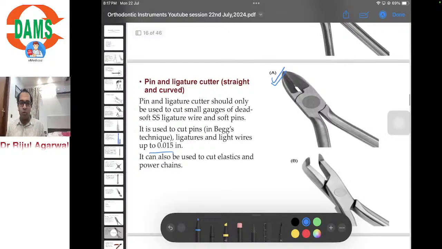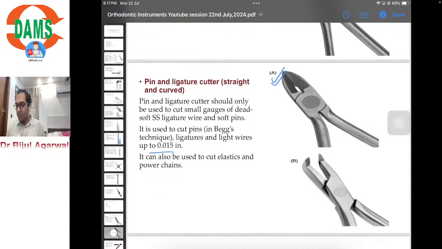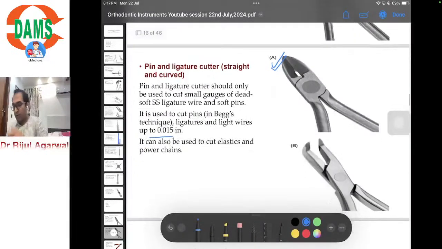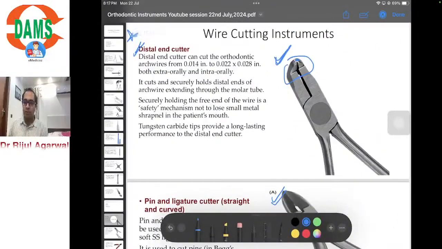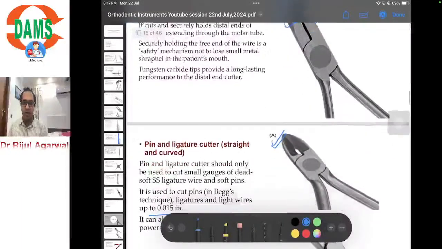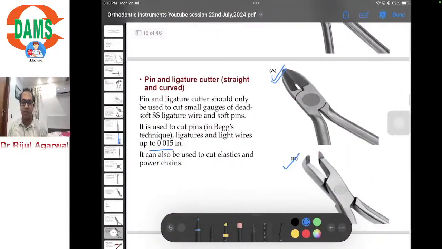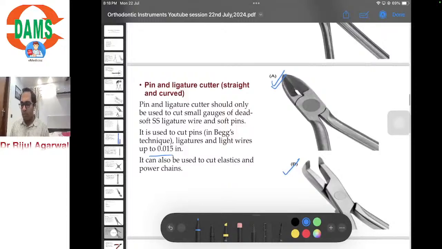So this is the pin and ligature cutter, which comes in two designs, straight and curved. Don't get confused between the curved one and the distal end cutter. Most commonly they will give you the straight design; rarely they'll give you a curved design in the exam, but just for completeness, if by chance it comes, you should know.